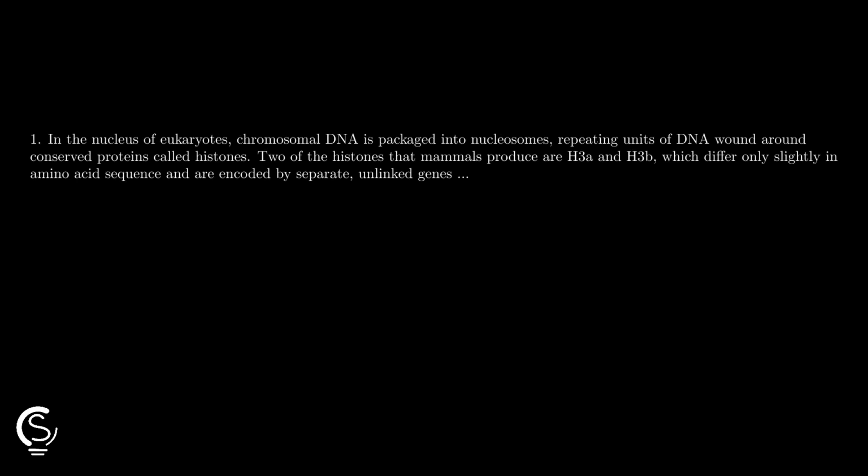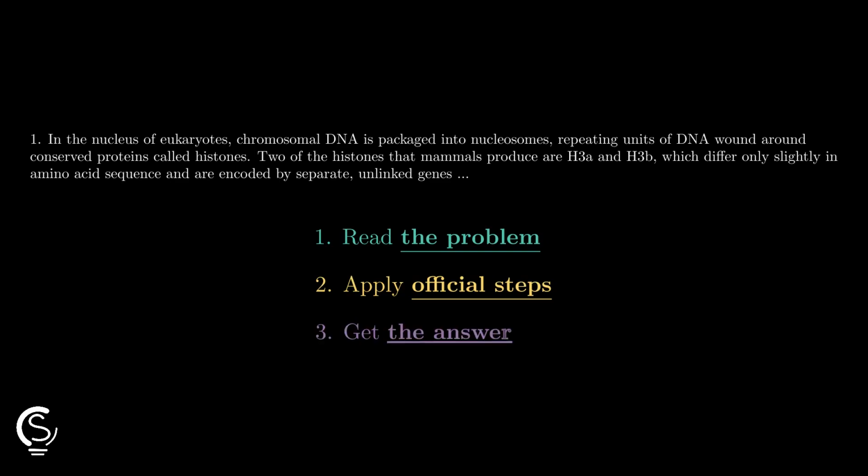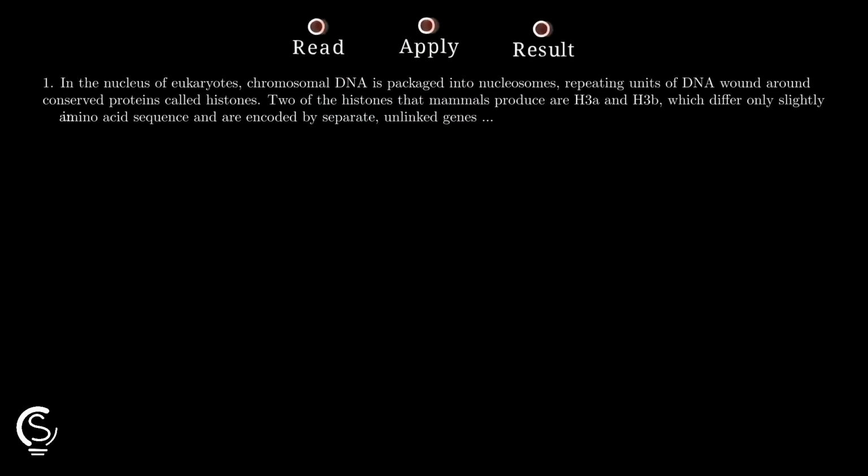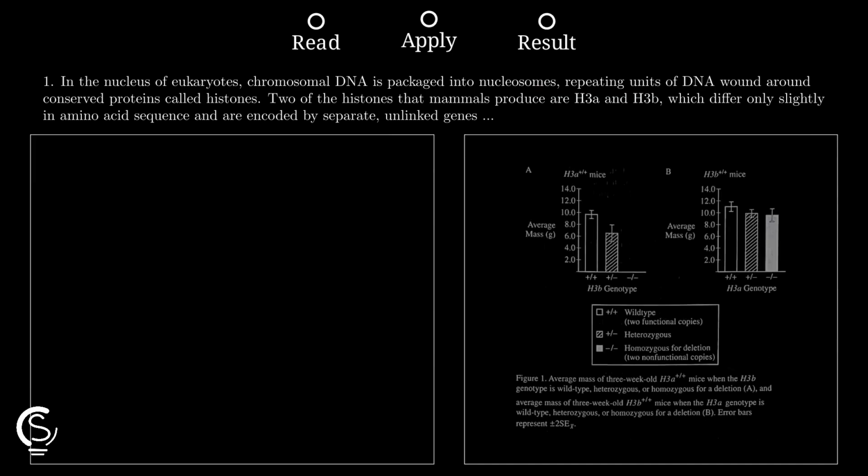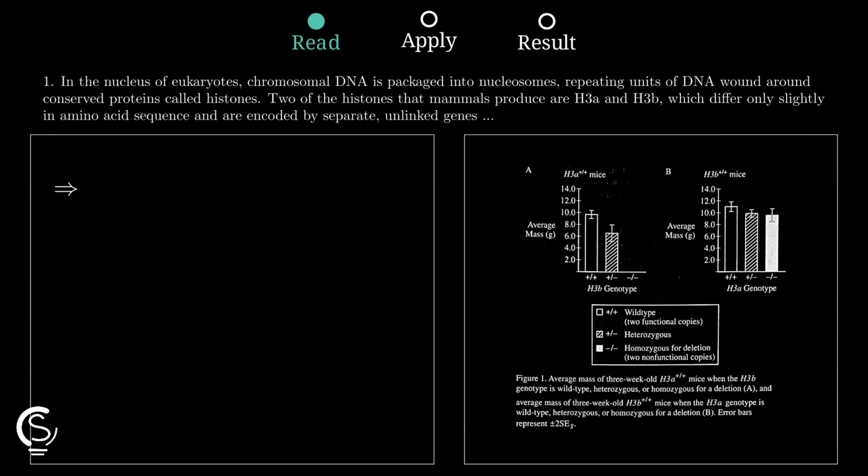Let's go! Part A, a cross between two heterozygotes, Aa times Aa, produces an expected genotype ratio of 1 to 2 to 1. The dependent variable is the average mass of the mice. Wild-type mice (+/+) serve as a control to provide a baseline for normal growth while maintaining a constant age of 3, so that mass differences are attributed to genotype rather than developmental stage.